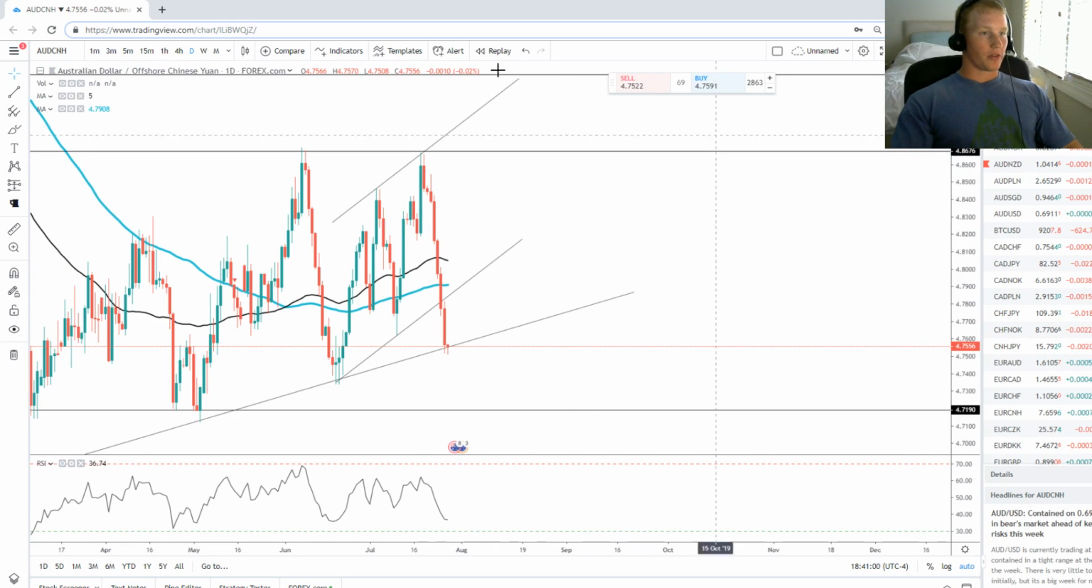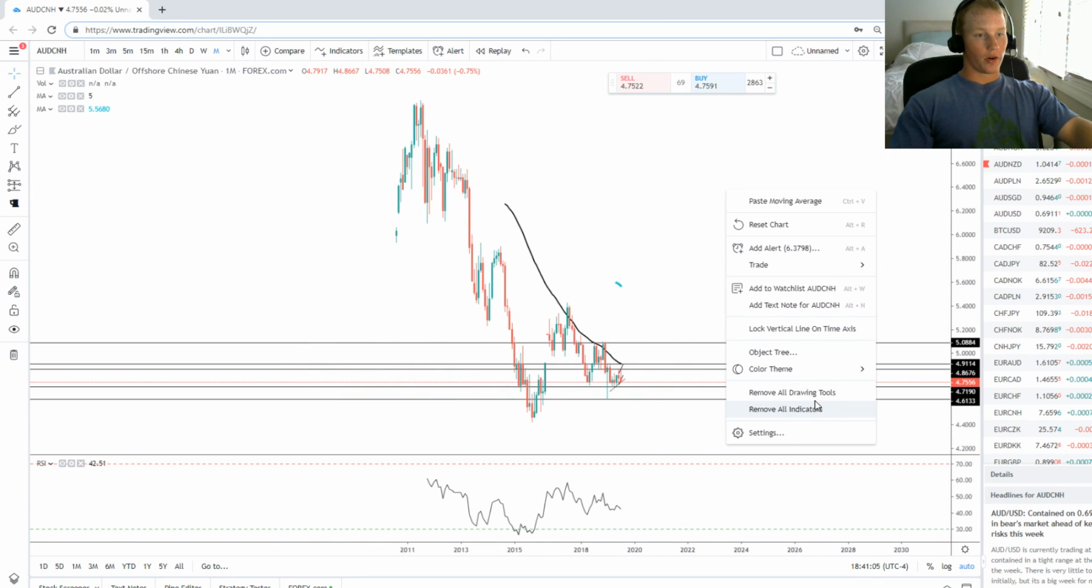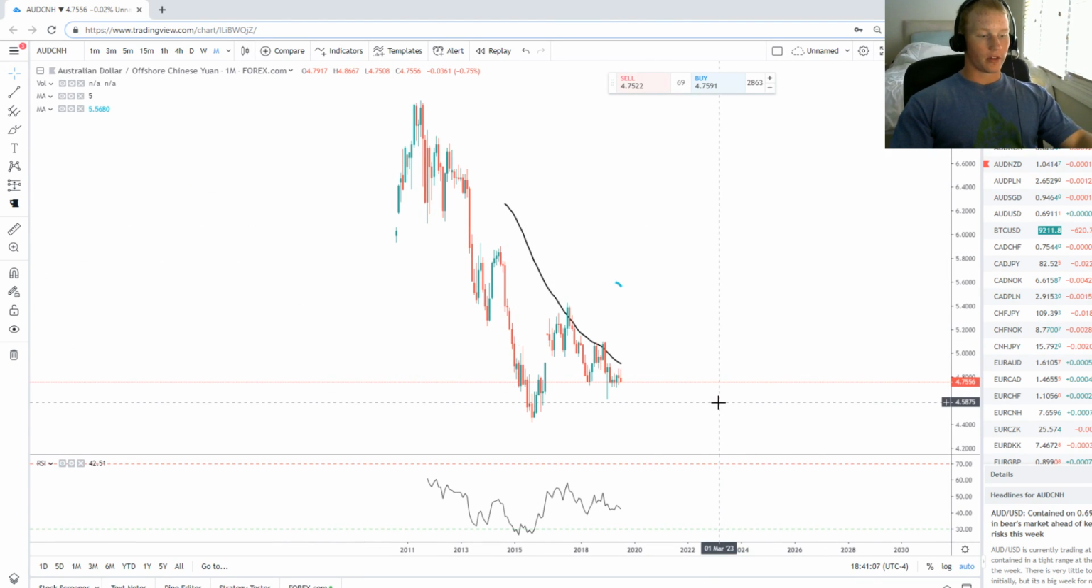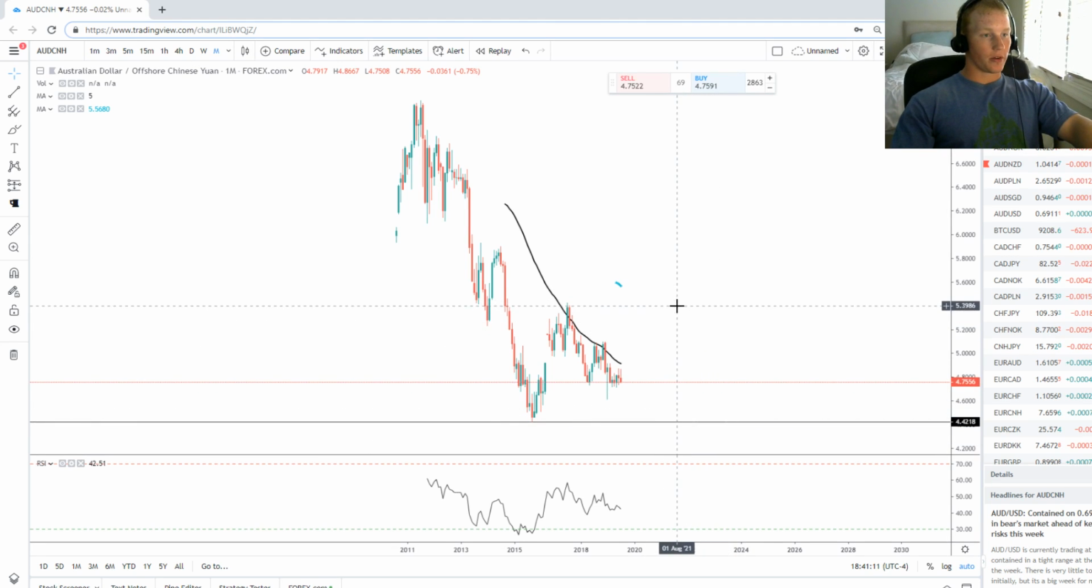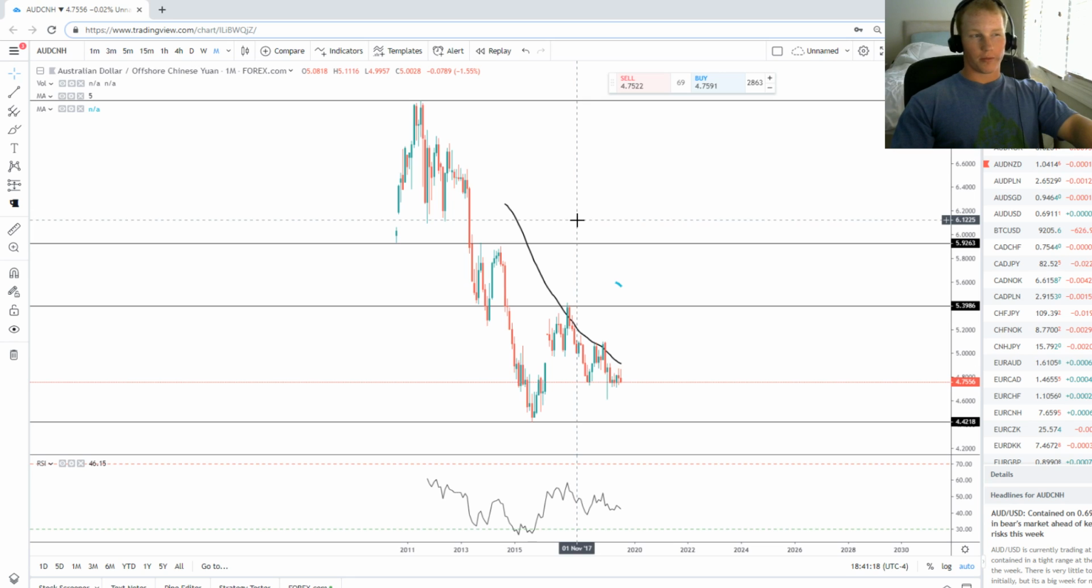Australian dollar, offshore Chinese yuan. We'll go take it to the monthly, shall we? Remove all drawing tools. It's going to take forever. What time is it? 5:41. Well, let's try and work through this quickly. You'll see me in action here. Gaps are usually support and resistance oftentimes, but you can see they're doing horizontal lines.